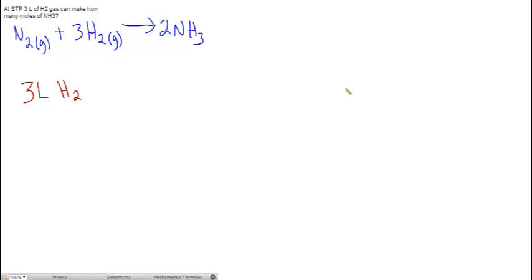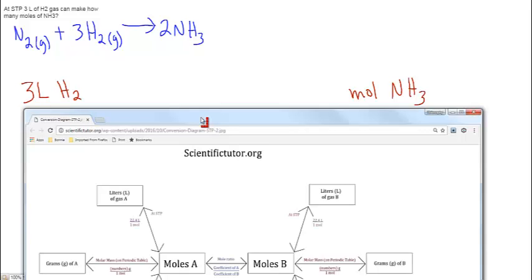So I'm going to put the moles of NH3 out here. How do I connect the 3 liters of H2 and the moles of NH3? The best way to connect them is through the conversion map. If we see here, we're in liters of one kind of gas or one kind of chemical, and we want to go to the moles of another chemical.